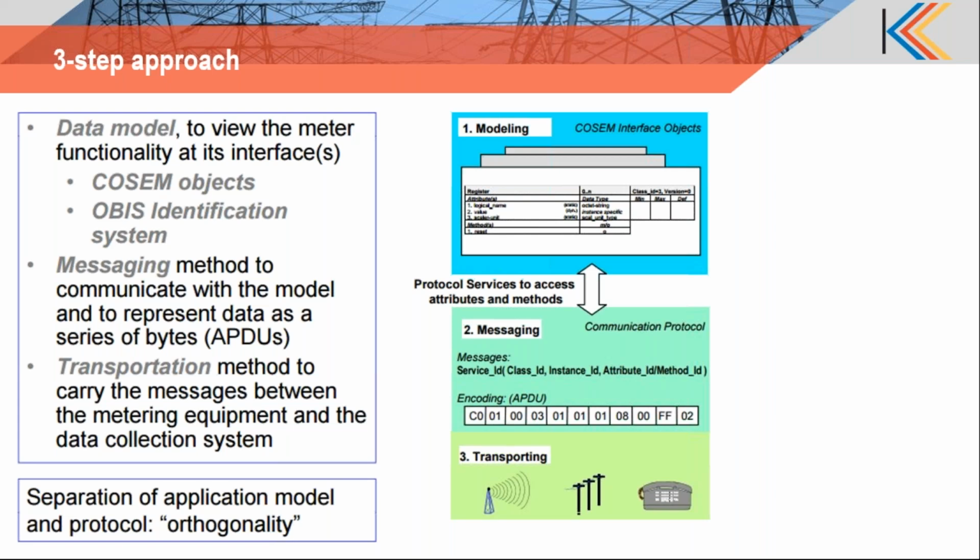Now, the next layer after the data modeling layer is the messaging layer, which takes care of the application as well as the presentation functionalities of the 7-layer OSI architecture. And the layer below the messaging layer is the transportation layer, which takes care of exchanging the APDUs, or application protocol data units, which are the payloads, between source and destination, between the DLMS meters and the systems or the devices which are trying to communicate with the meters.